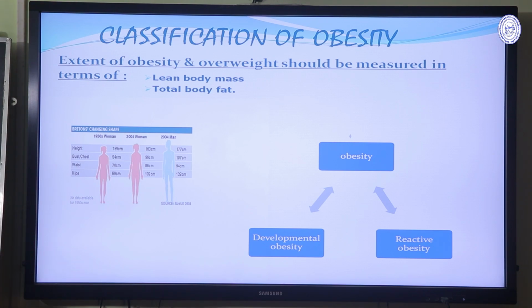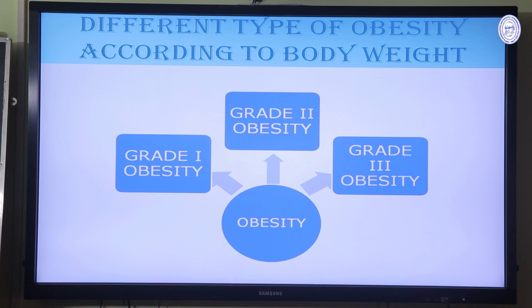Developmental obesity is a pattern that starts at a particular phase of life and continues very slowly for a long time. But in the case of reactive obesity, it is very much related to emotional stress and many hormonal factors, and it can be easily cured. It is very common in the adolescent phase, which is characterized by endocrine rash.